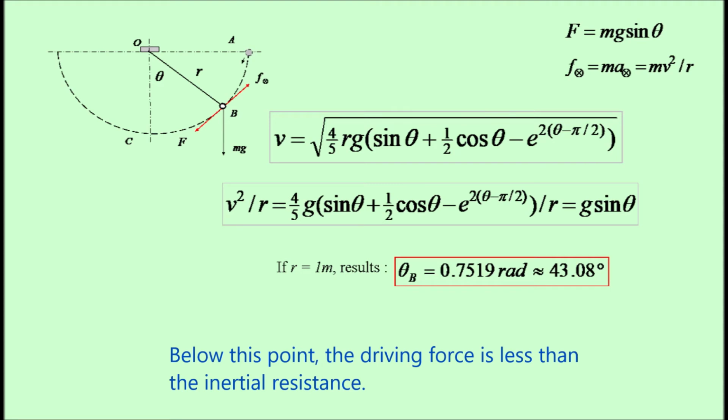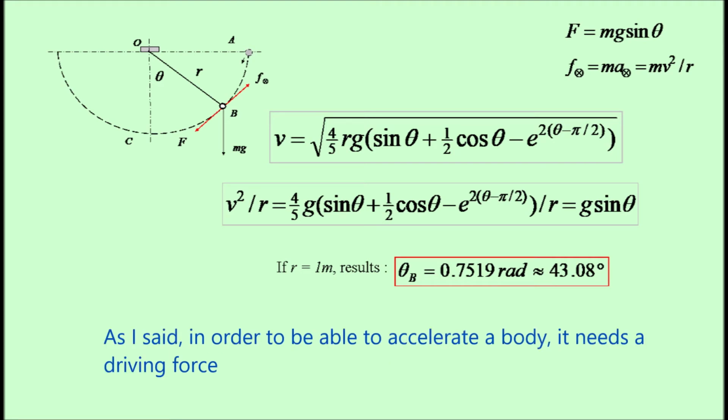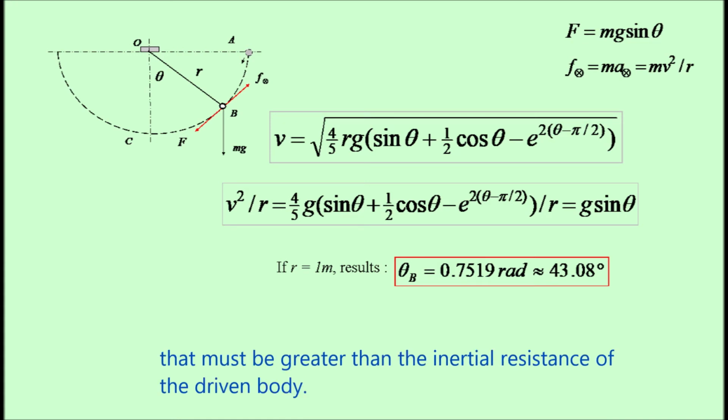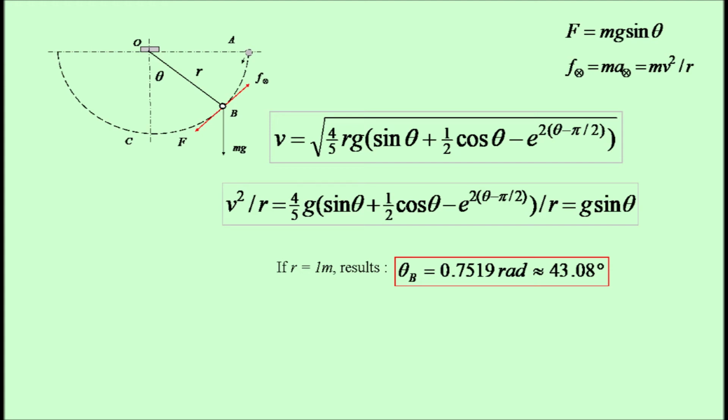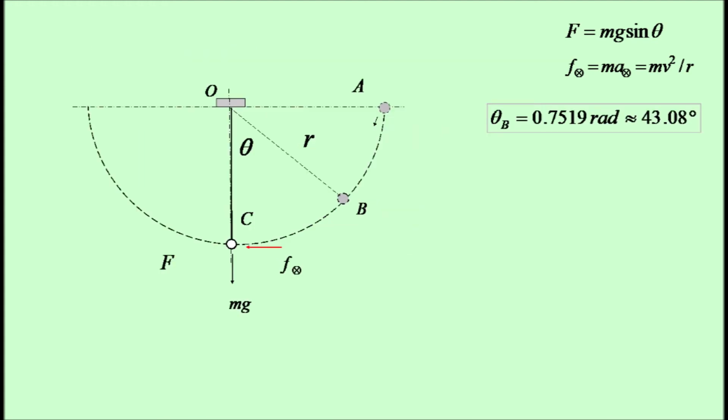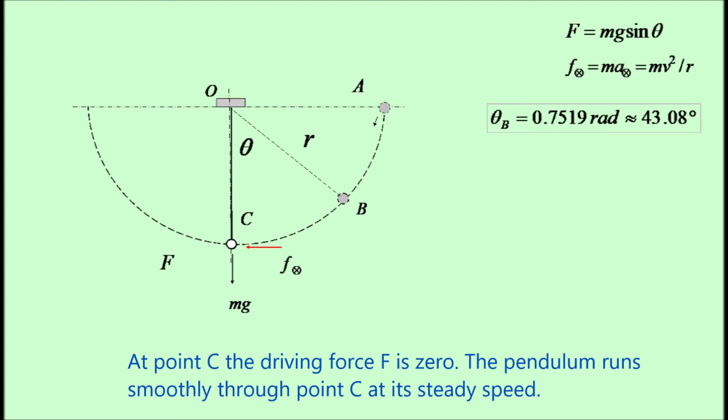Below this point, the driving force is less than the inertial resistance. As I said, in order to be able to accelerate a body, it needs a driving force that must be greater than the inertial resistance of the driven body. Therefore, the speed cannot increase any further. Then this maximum speed remains unchanged up to point C. At point C the driving force F is 0. The pendulum runs smoothly through point C at its steady speed.